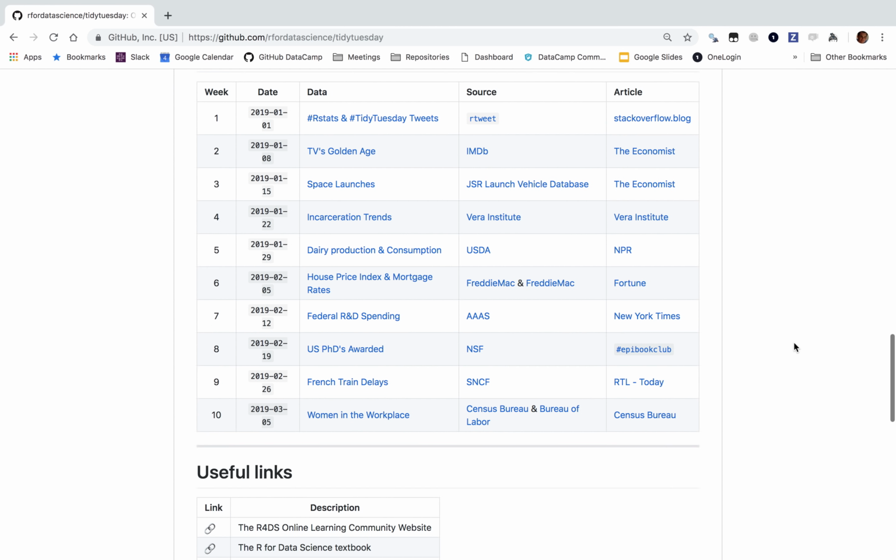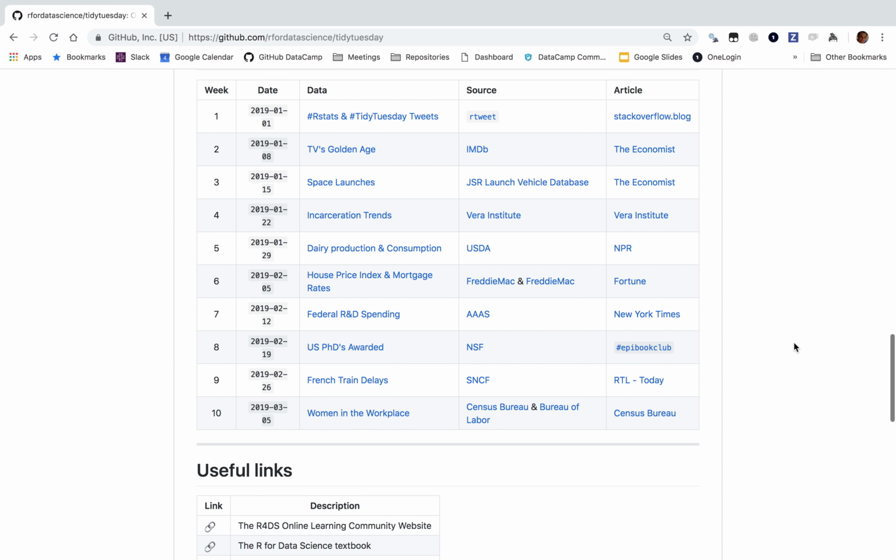So this week the data is going to be on women in the workplace. This is Women's History Month, and I believe this week is International Women's Day. So this is exciting. We have some data about, it looks like, women's earnings and employment status, and detailed information about specific occupation and earnings from 2013 to 2016.